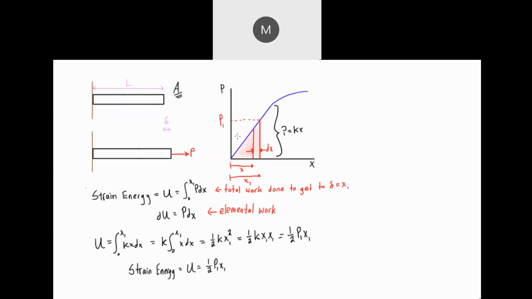But in order to be able to talk about members with any dimensions and basically compare apples to apples, we need to divide by the volume to get strain energy density, which is going to give us the energy per unit volume. For example, this will be in units of joules per meter cubed instead of just joules.